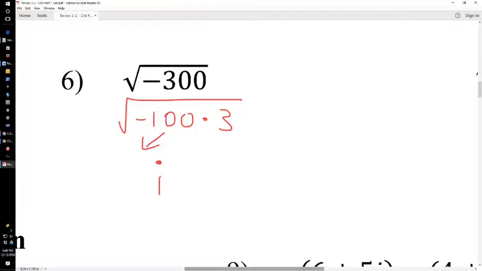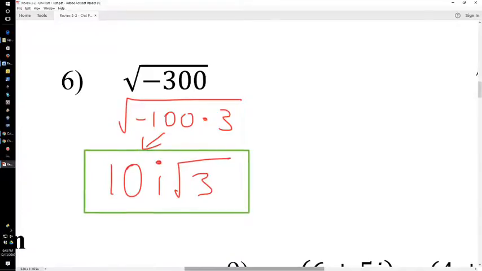The square root of 100 is 10. And the 3 is left over. So for this one, the square root of negative 300 reduces down to 10i times the square root of 3. Again, the i simply means there was a negative in the radical.